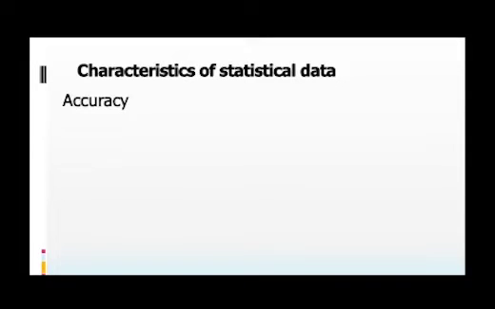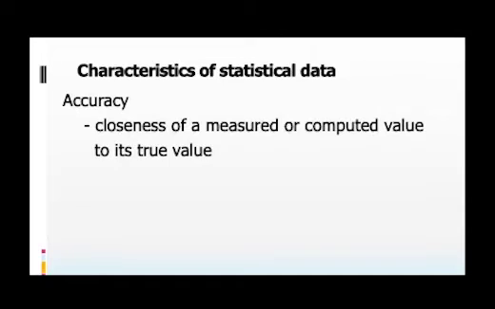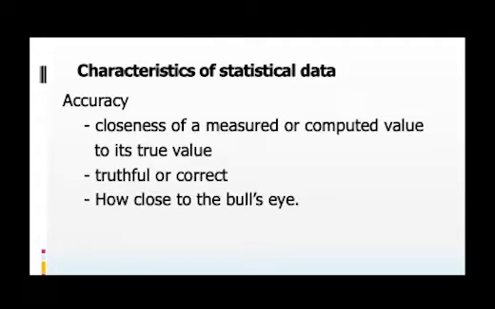Data have to be accurate. Accuracy means closeness of a measured or computed value to its true value. So the value that you get should measure the true value. That's the meaning of accuracy. So truthful and correct. How close to the bullseye. Later on, we'll be talking of the bullseye.